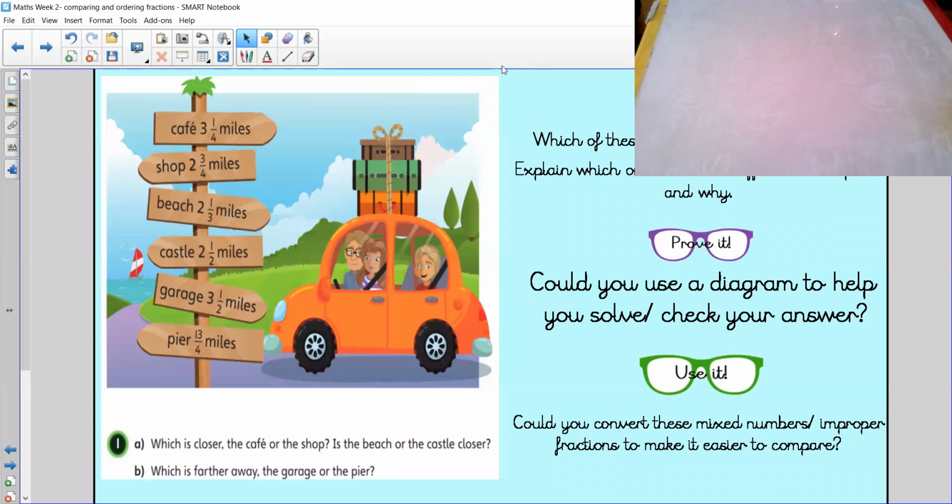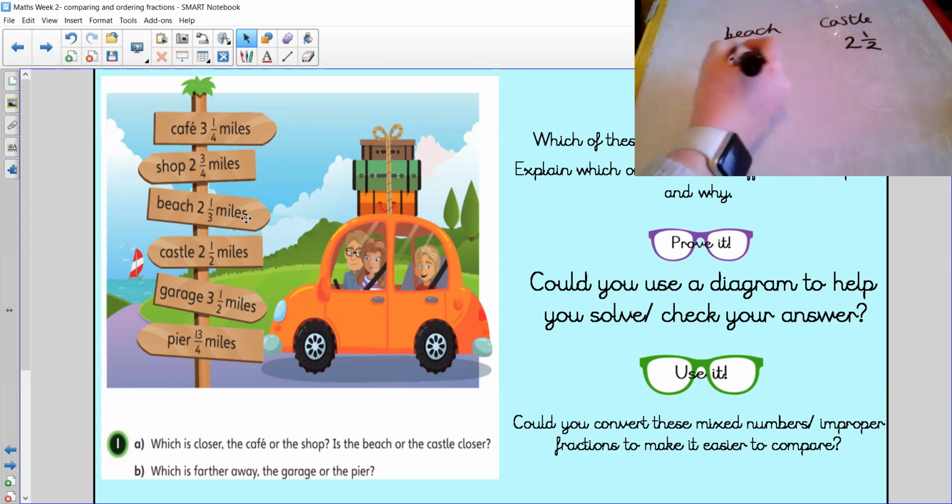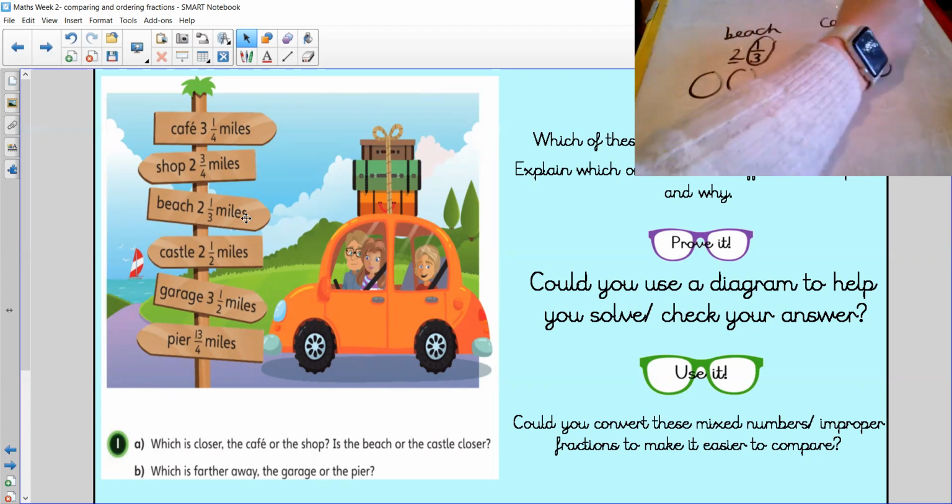Okay, then next one. So what am I looking at now? It's the beach or the castle. So here, I'm just going to write beach and castle. Beach is 2 1/3. Castle is 2 1/2. Now, the first thing I'm going to look at with these two is they both have the same wholes. So is that going to help me to compare them? No, because they are the same wholes. So now I'm going to have to focus my attention on the fractions.